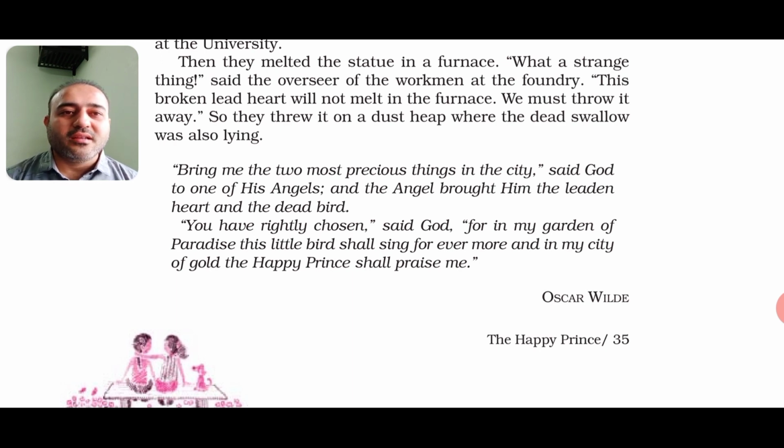Then when the angel goes back to God and shows the two precious things, God says that you have rightly chosen, right? Because the bird, which was the swallow bird, had helped the Happy Prince in doing good deeds, and therefore this bird will stay in my garden of paradise, right, and it will sing forever, right? And the Happy Prince will praise me.